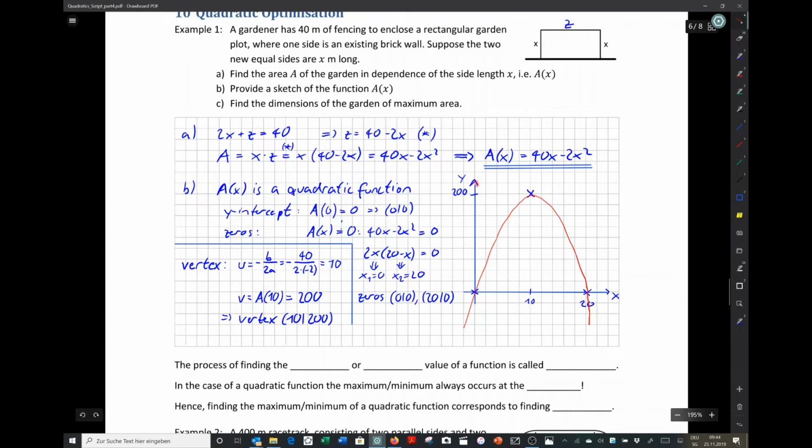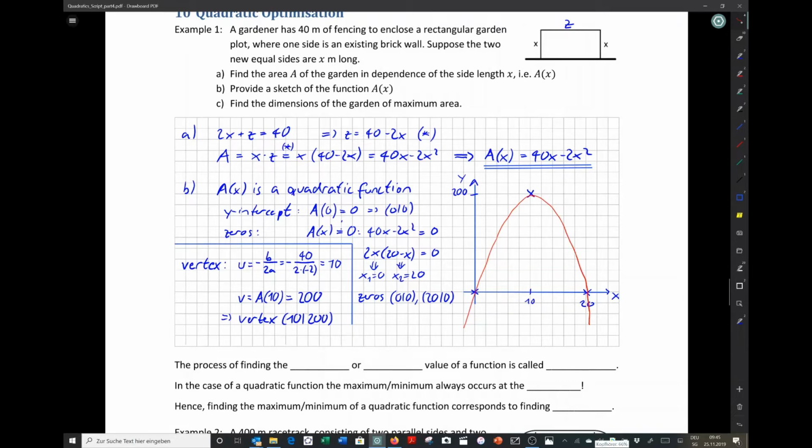Well, here's the sketch, the y and the x-axis. We just say the top here is 200, and here on the x-axis the right border here is 20, because that's the zero. And we get now up here at (10, 200) the vertex, and here we have the two zeros, and we can sketch now the graph, which looks like this, facing downwards because we have a negative a, minus 2.